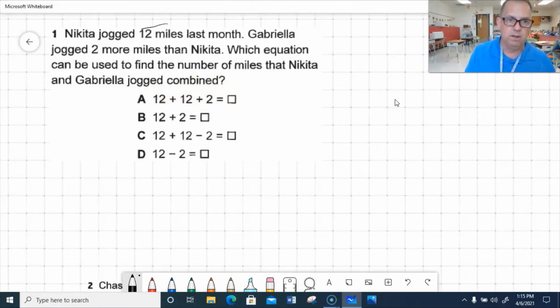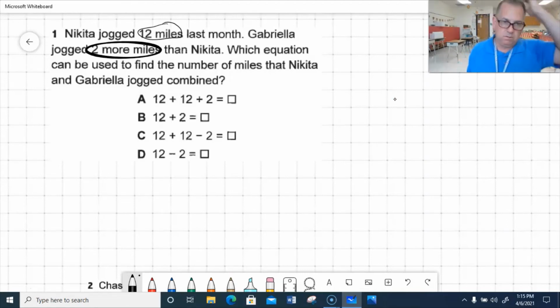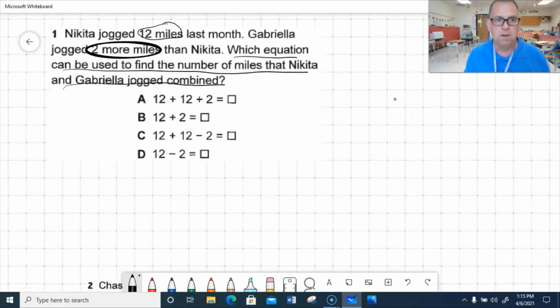It's important that Nikita jogged 12 miles. Gabrielle jogged 2 more miles than Nikita. And that's really all the information that we need to solve the problem. And then I would underline the question: which equation can be used to find the number of miles that Nikita and Gabrielle jogged combined? So I'm going to box in some operational clues. I see the word combined right there, and 2 more miles right there.